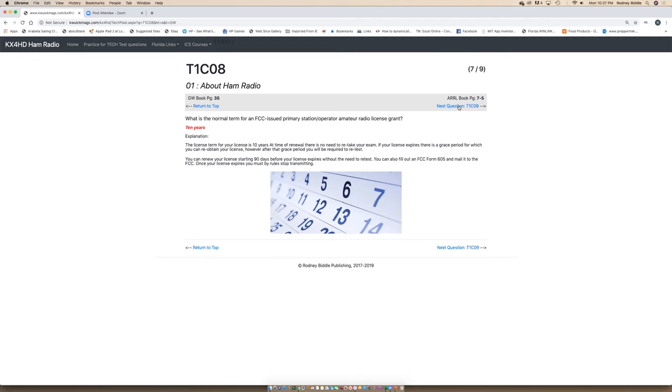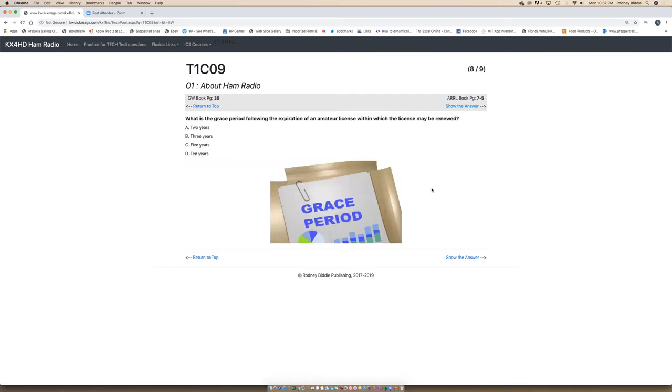Once your license expires, you must, by rules, stop transmitting. So you are not allowed to transmit with an expired license. Next question is T1C09. What is the grace period following the expiration of an amateur license within which the license may be renewed? 2 years, 3 years, 5 years, or 10 years? And our answer is 2 years.